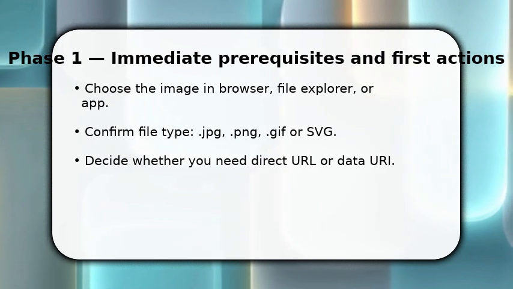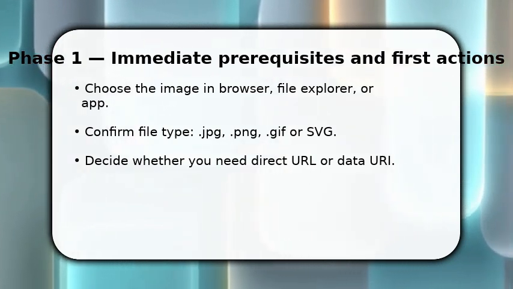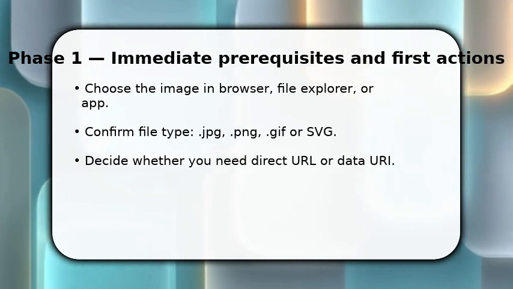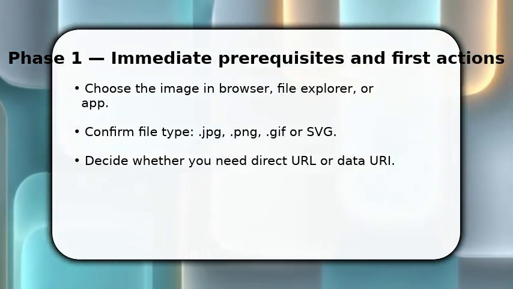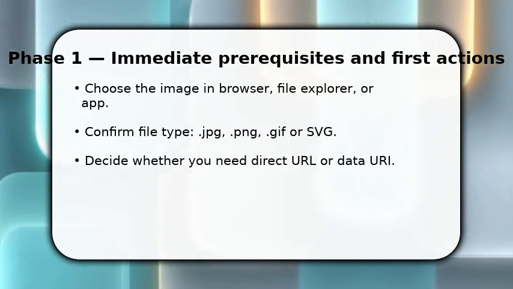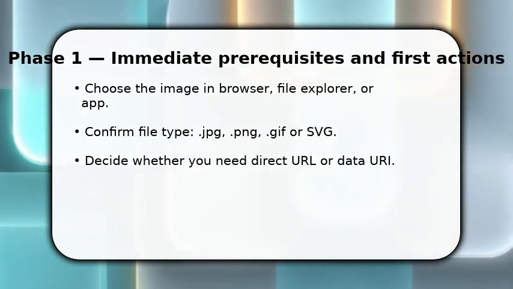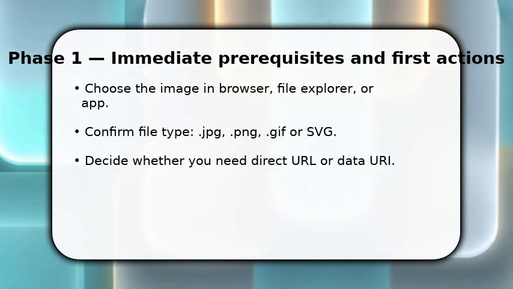Once done, check the file extension, JPG, PNG, GIF, or SVG, because the method differs slightly. Make sure to decide whether you need a direct, shareable URL or an inline data URI. This affects the next clicks and tools you use.